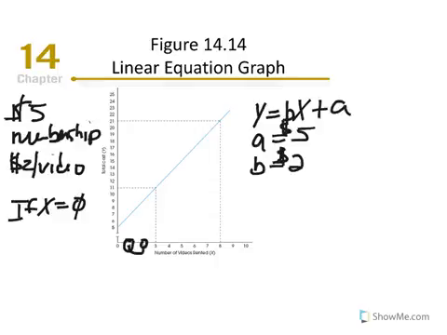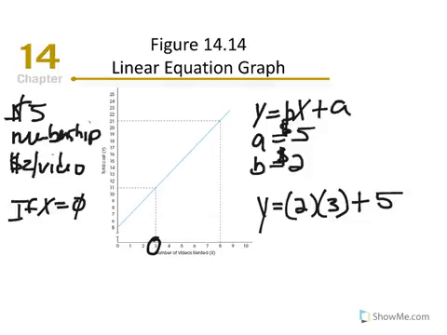Right, so let's use those values in our equation. Here we say that if we rent 3 videos, what will be our total cost? So y is equal to 2 times x, which is equal to 3, plus our $5 yearly membership. So y is equal to 6 plus 5, and we get 11. So again, if we rent 3 videos, our total cost will be $11.